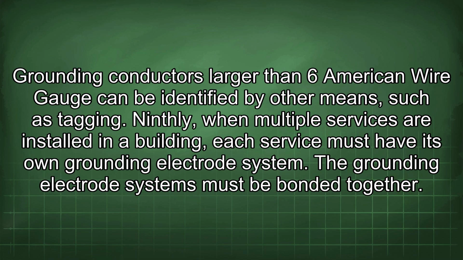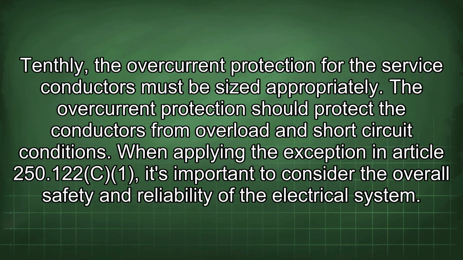Ninthly, when multiple services are installed in a building, each service must have its own grounding electrode system. The grounding electrode systems must be bonded together. Tenthly, the overcurrent protection for the service conductors must be sized appropriately. The overcurrent protection should protect the conductors from overload and short-circuit conditions.